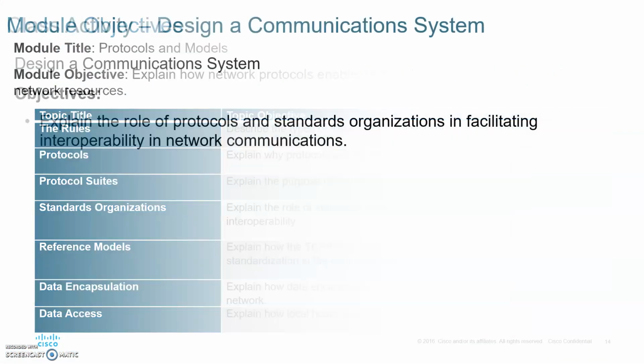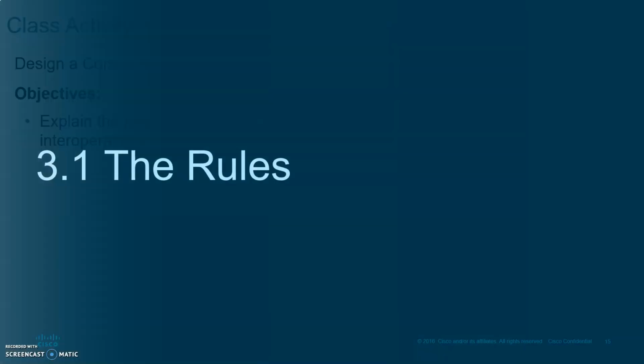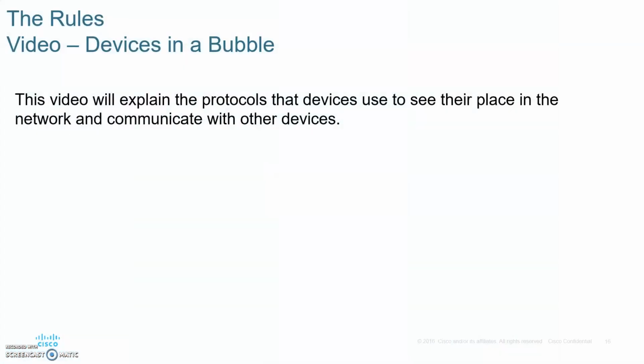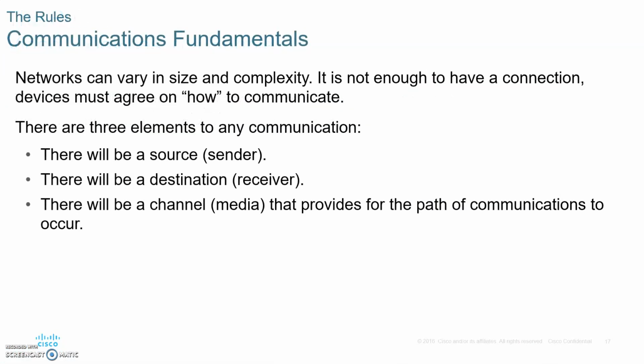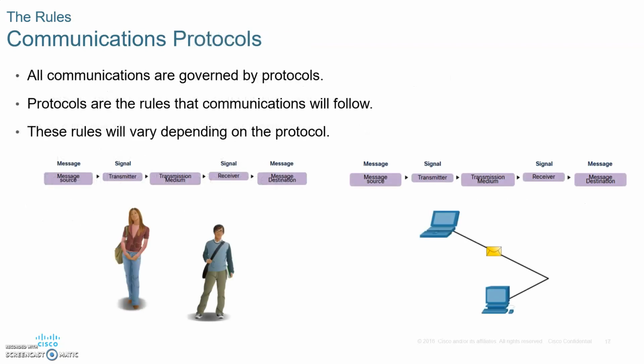All right, so to get started, there are rules that we have to follow when we are communicating, either as humans or as devices. When we are communicating, there are three elements to any communication: the source, the destination, and of course the channel between the sender and the receiver. And there's a standard on how to communicate.